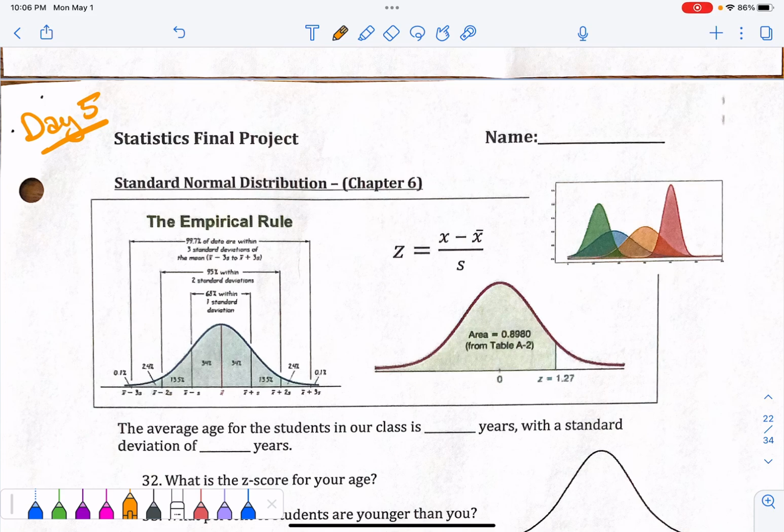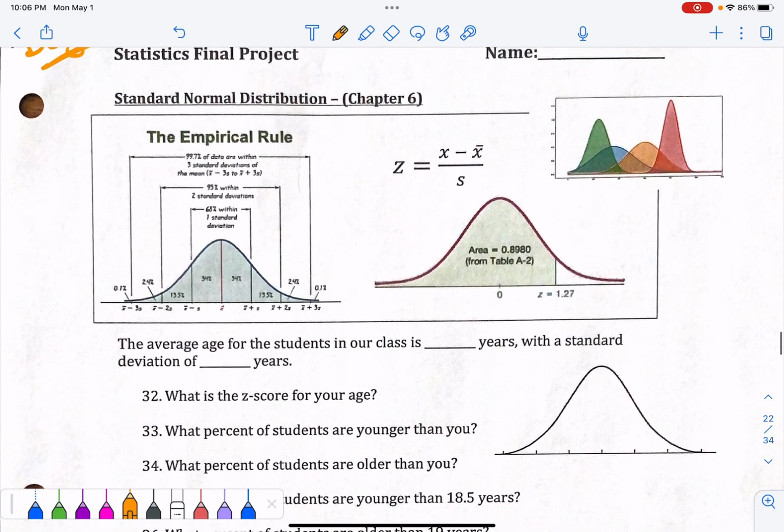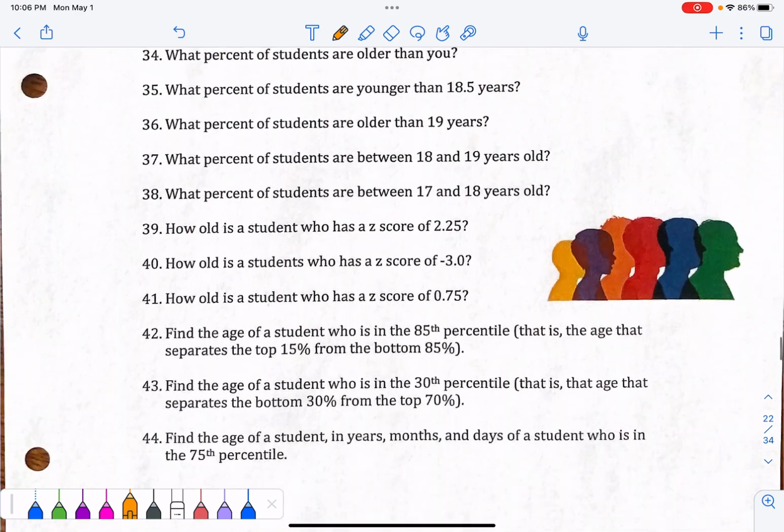Okay, stats, this is day 5. We are on chapter 6. Just this page here. There's quite a few questions on it though, and it might take you just a touch of time to do. We're going to go through this top part here and talk through some examples, but things that you will need for this page are, let's see, where did I put it?